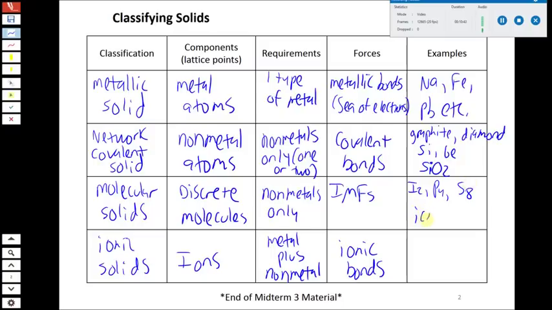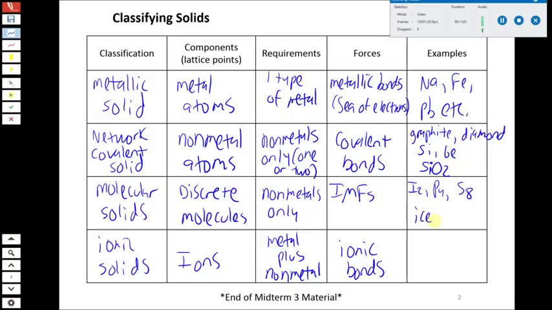So for example, ice, if we freeze water, we have water molecules that make up that structure, and those water molecules will be held together by hydrogen bonding in that frozen structure. So basically any covalent compound that exists as a molecule, once it's cooled down into its solid phase, will be classified as a molecular solid.